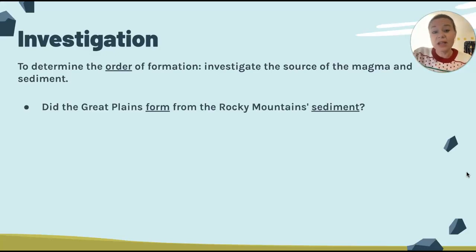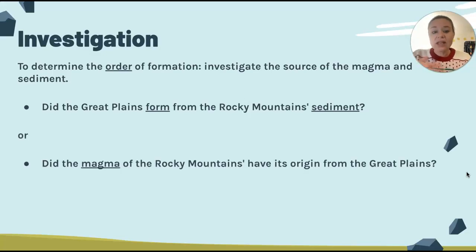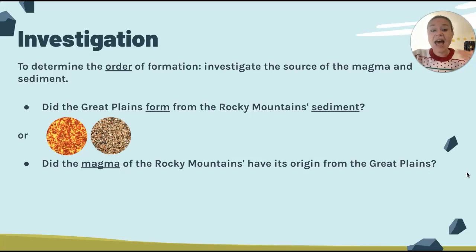So did the Great Plains form from the Rocky Mountain sediment? Did the sediment come down off that mountain and create sediment, and then that's how we got the Great Plains? Or did the magma, so we know that magma formed the Rocky Mountains, did the magma have its origin from the Great Plains? So did it originally come from the Great Plains? So again, we're talking about magma and sediment.